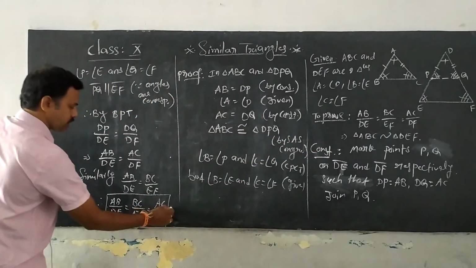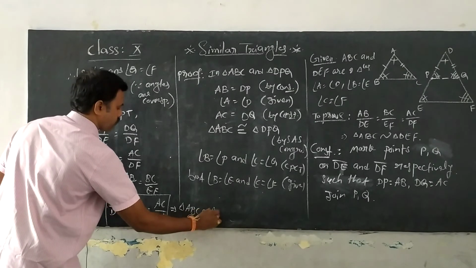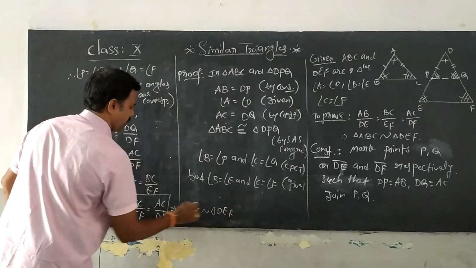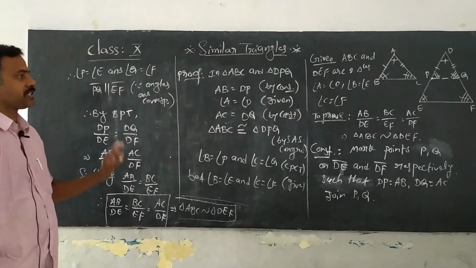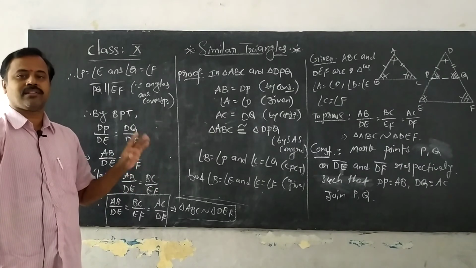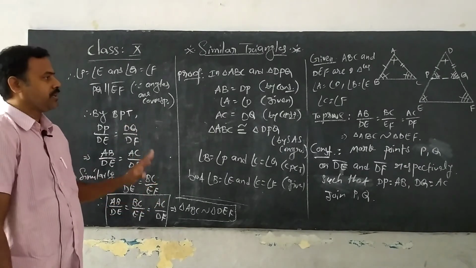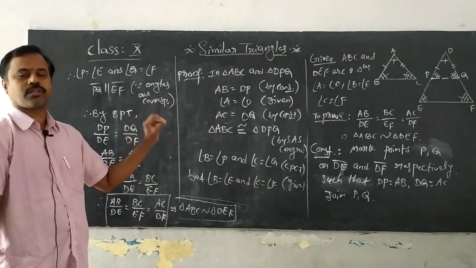So what you can say here implies triangle ABC is similar to triangle DEF. Is it clear? It is the most important theorem, the angle similarity theorem. Write this one, learn this one. It is most important for you.